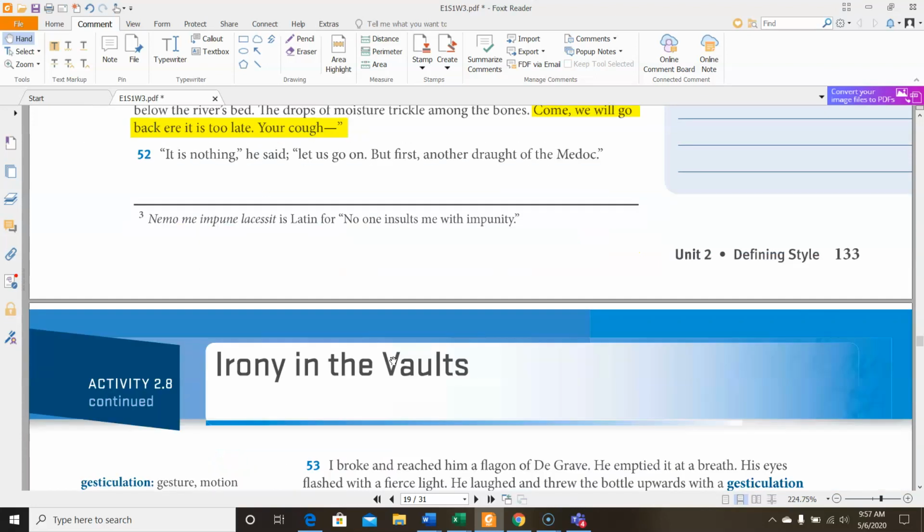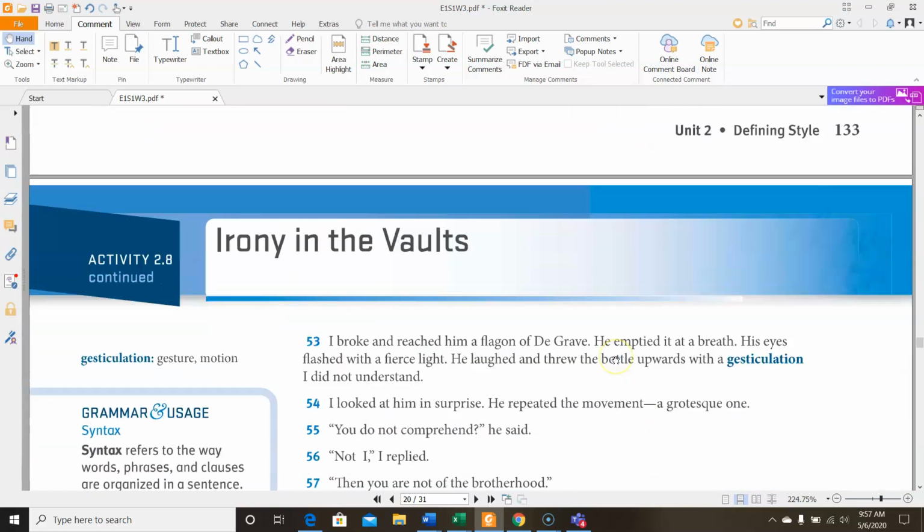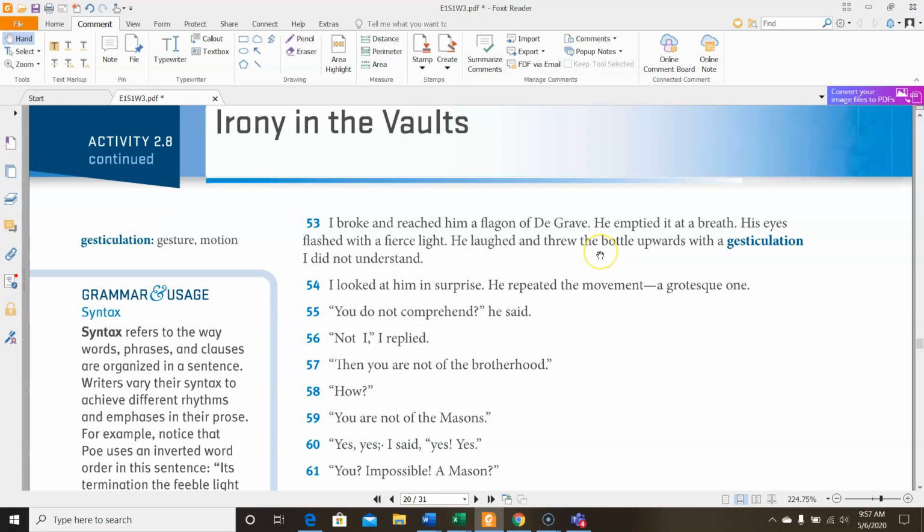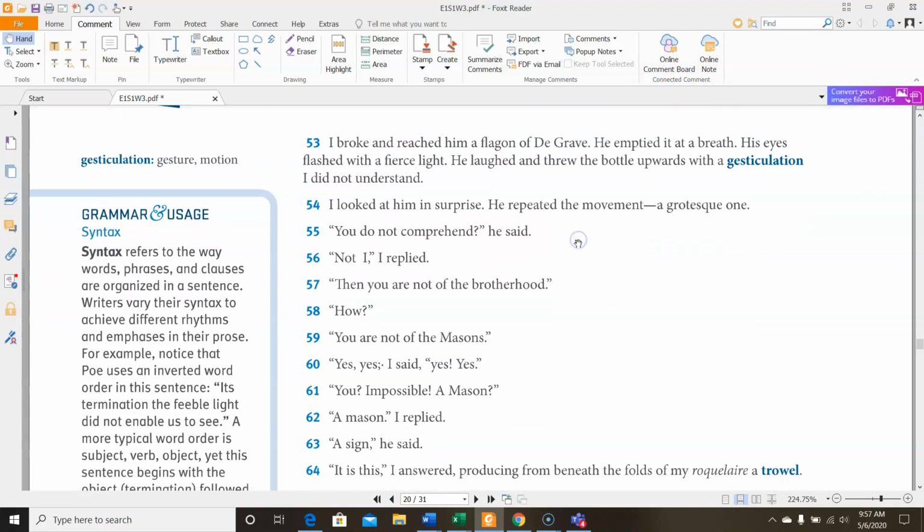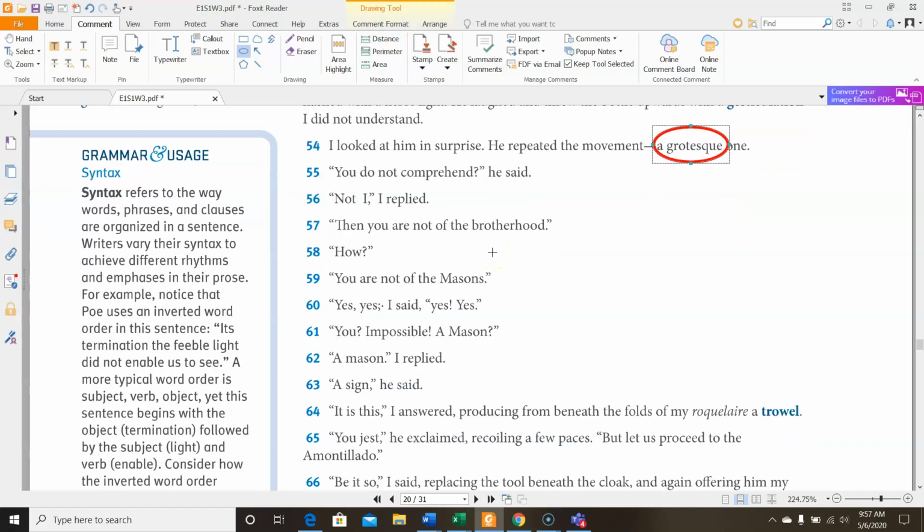"Let us go on, but first another draught of the Medoc." I broke and reached him a flagon of De Grave. He emptied it at a breath. His eyes flashed with a fierce light. He laughed and threw the bottle upwards with a gesticulation I did not understand. That means a gesture. I looked at him in surprise. He repeated the movement, a grotesque one. "You do not comprehend?" he said. "Not I," I replied. "Then you are not of the brotherhood." "How?" "You are not of the Masons."